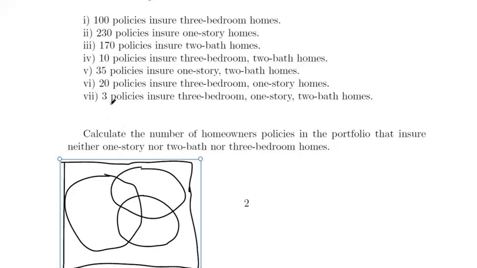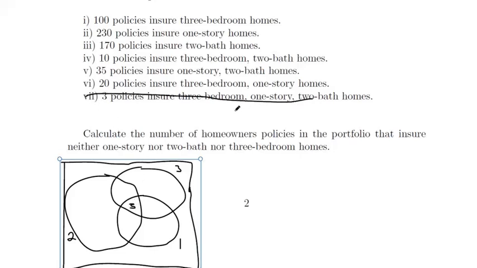So right here, there's 3 policies that ensure 3-bedroom. We'll make this the 3-bedroom circle. The 1 story, we'll make this one 1 story, and 2 baths homes, we'll make this one here. So it's saying it meets all 3 of those criteria, so 3 goes in the center here.